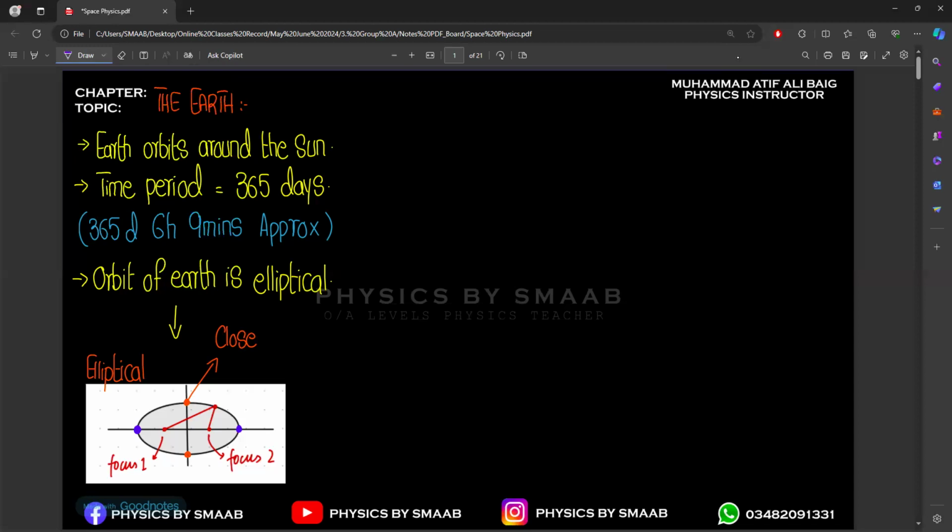And in an ellipse, you can see some points are close to the sun. If we consider the sun in the center, definitely the whole earth orbits around the sun. So at some point we are close to the sun, but at some point we are away from the sun. So this is the idea.